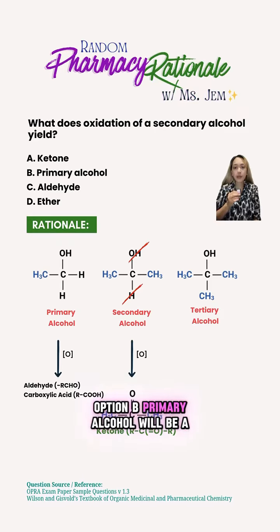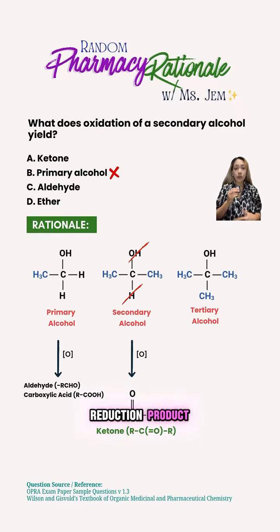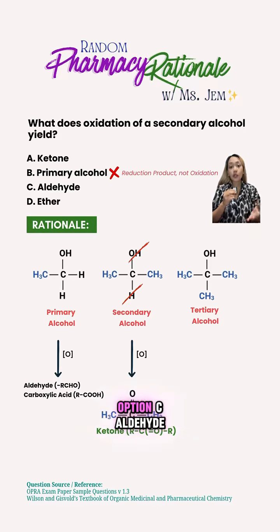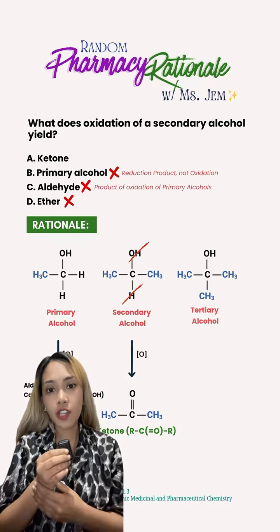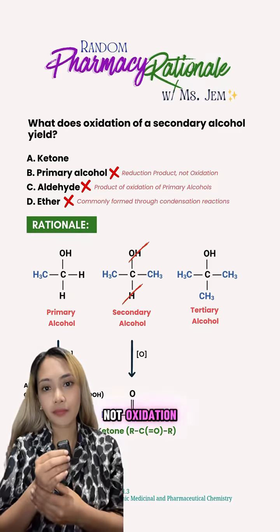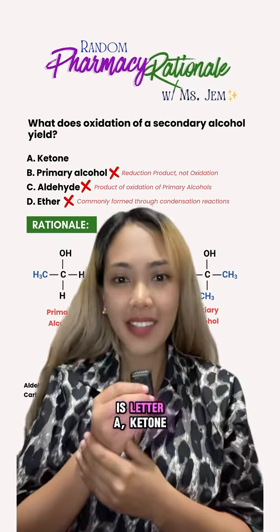Option B, primary alcohol, will be a reduction product, not oxidation. Option C, aldehyde, again comes from primary alcohols. And ether forms by condensation, not oxidation. So again, the correct answer is letter A, ketone.